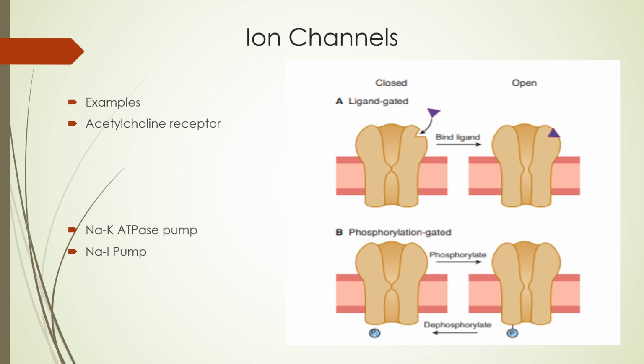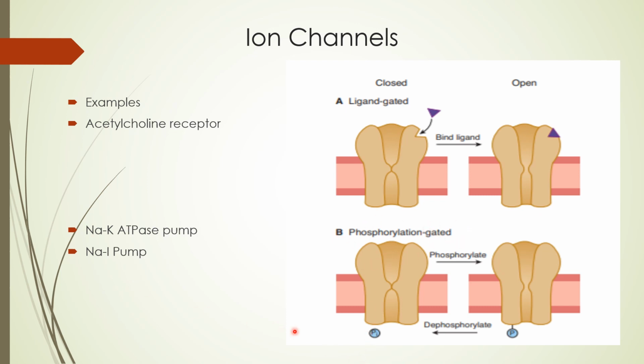Now at last, let's see ion channels also. We are talking about these proteins acting as ion channels. Ion channels are of four types. First is the ligand gated channel. What that means is, a ligand, which is nothing but a substance, when it binds to the channel, the channel opens up. So the ligand is gating the channel. An example is the acetylcholine receptor.